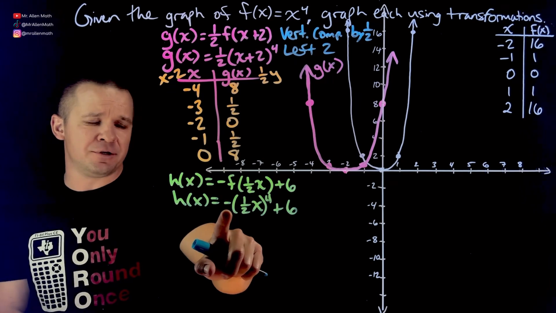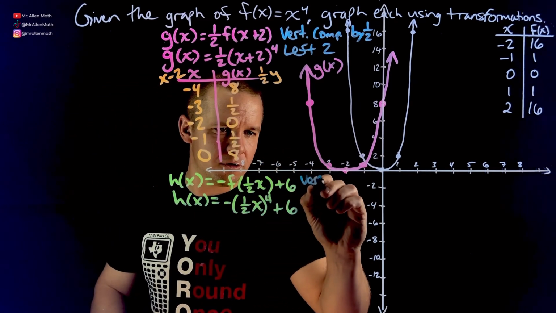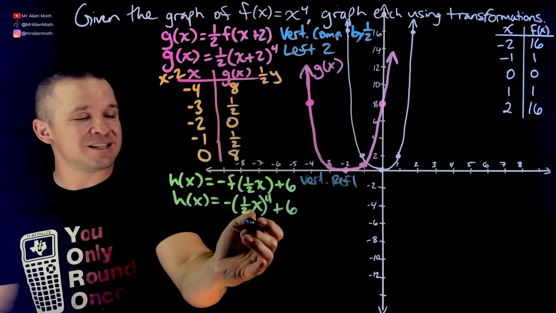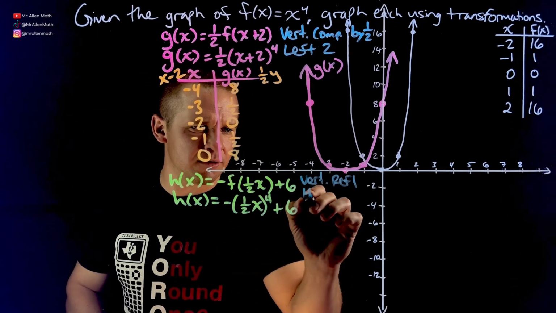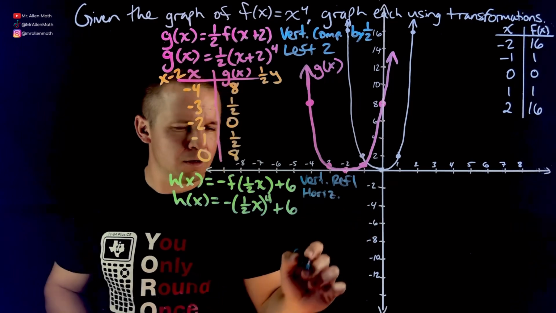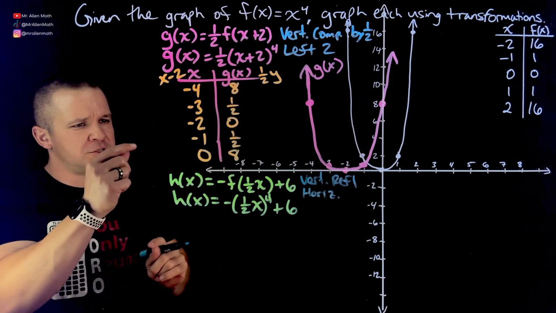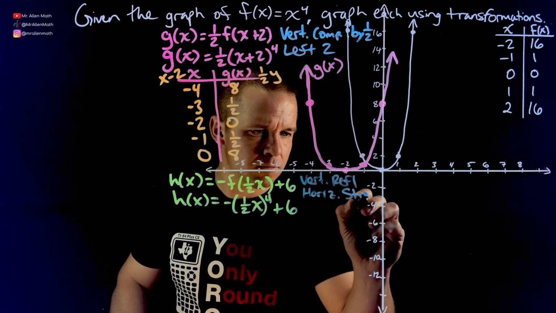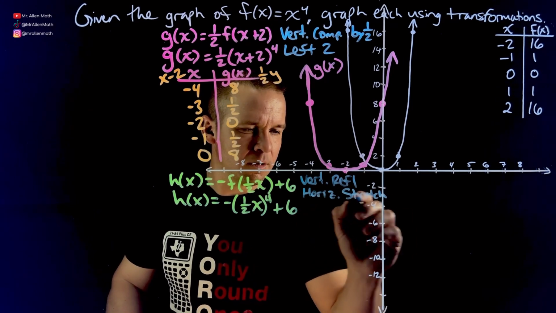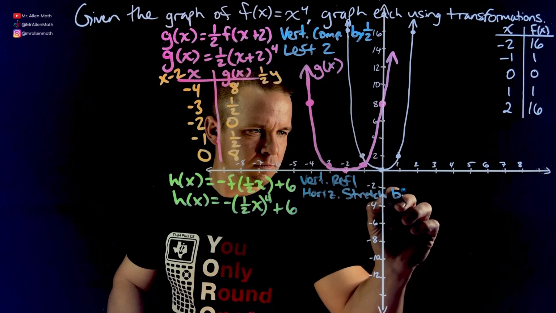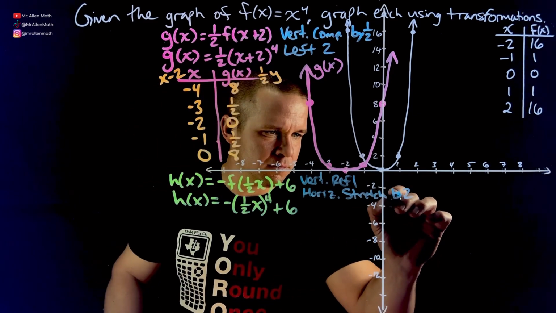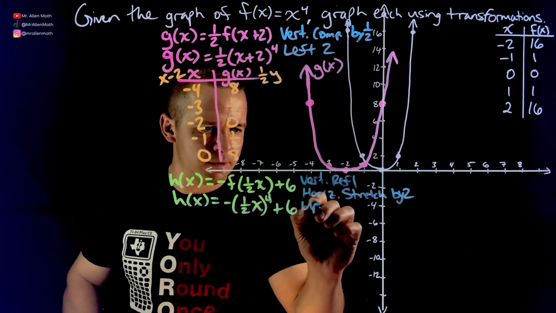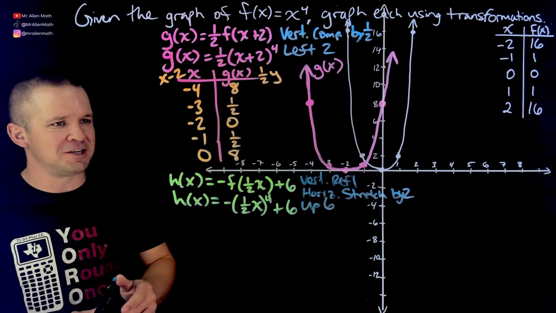What's the negative do? It's a vertical reflection. What's the 1/2 do on the inside? That is a horizontal... Is it a stretch or compression? If I flip it, it's 2. So it's a horizontal stretch by 2. And then up 6 for the outside one. Up 6, right? Hopefully this stuff doesn't get too much in the way here.